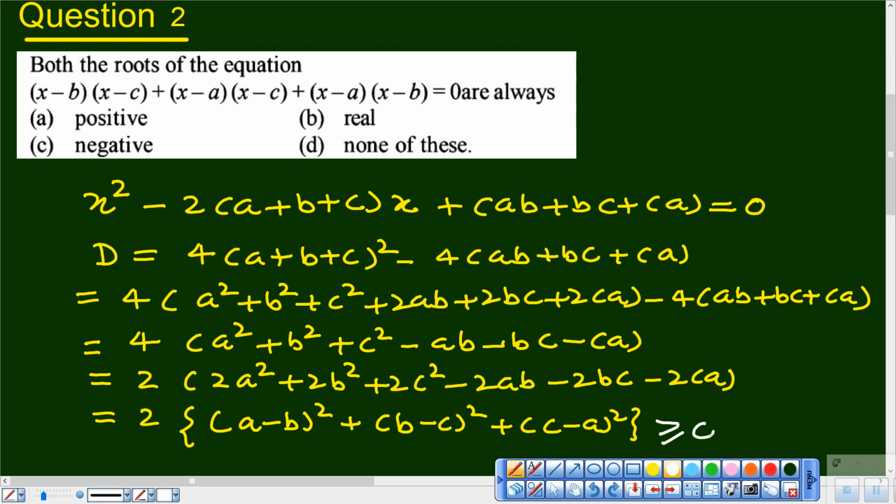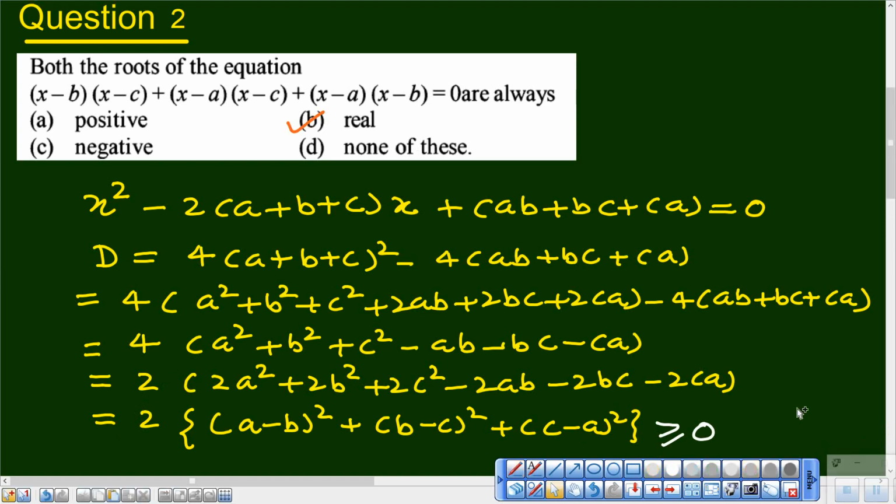I apply equality also. If A is equal to B equal to C, then all 3 differences will vanish, and they will be equal to 0. And thus, this is the condition for either real and distinct roots or real and repeated roots. So in any case, the roots are real. So this is the answer to this question.